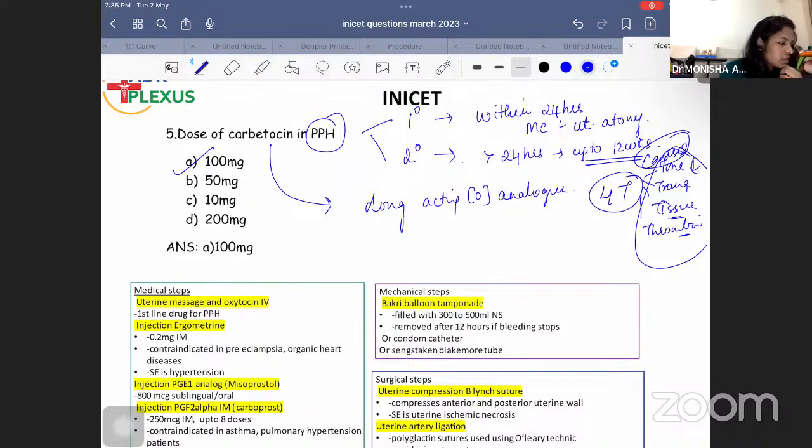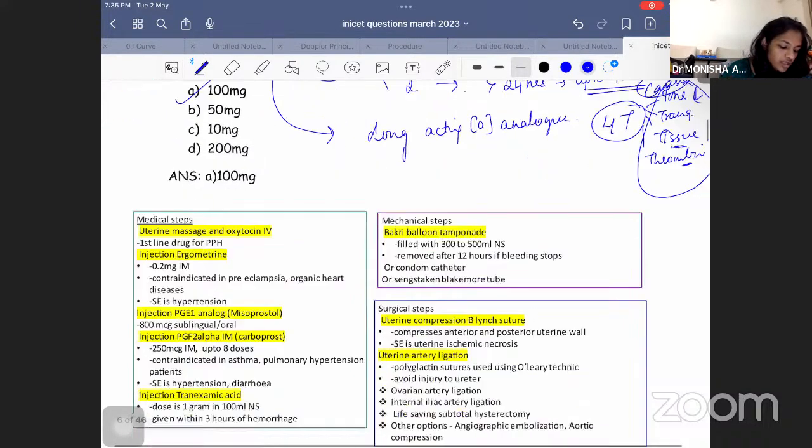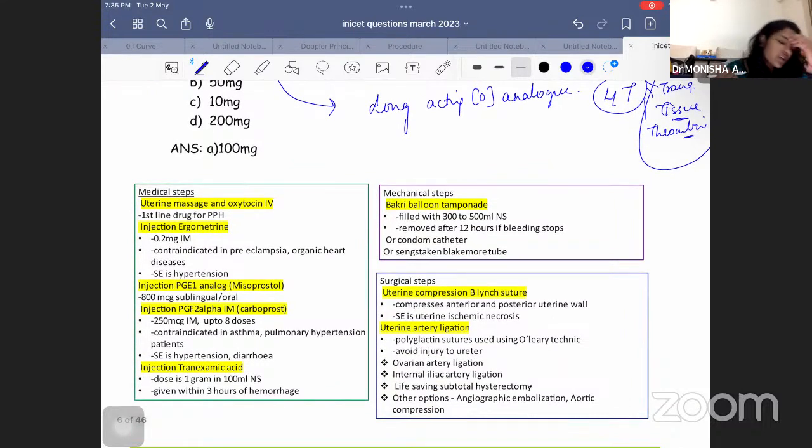What are the risk factors you have to know? So for PPH, what are the things you have to know? What is primary? What is secondary PPH? What are the causes, and which is the most common cause? And what are the steps that you go through? You can't be jumping around. You have to see what the steps are. That's how you go. And what is the maximum dose you can give? All that you have to know.